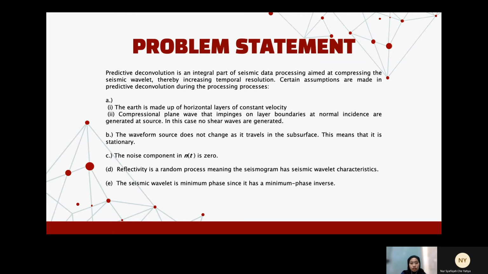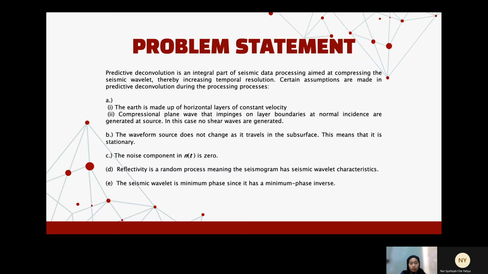Firstly, the Earth is made up of horizontal layers of constant velocity, and compressional plane waves that impinge on layer boundaries at normal incidence are generated at the source. In this case, no shear waves are generated. Secondly, the source waveform does not change as it travels in the subsurface. This means that it is stationary.